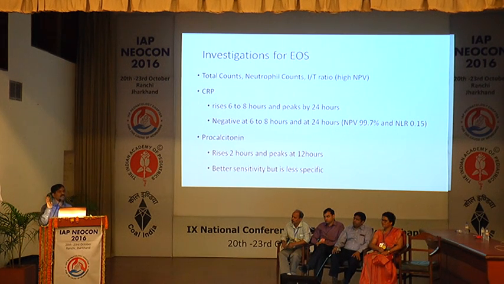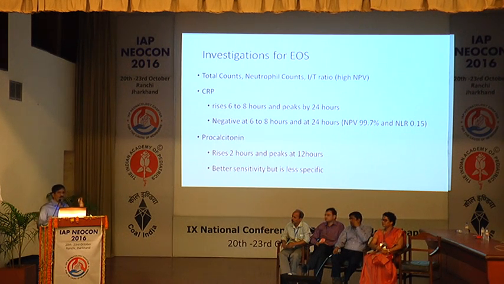They don't have specificity. So that is why you can't rule in. They will all help you to rule out sepsis. CRP, again, repeated CRPs, if they are negative, then you can say there is no infection. But if CRP is positive, then doing it again is not going to help you to rule in sepsis.